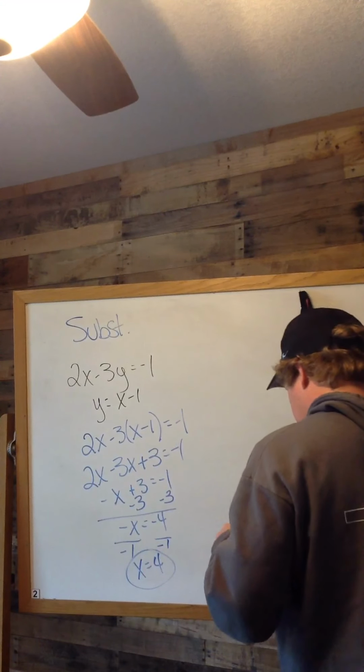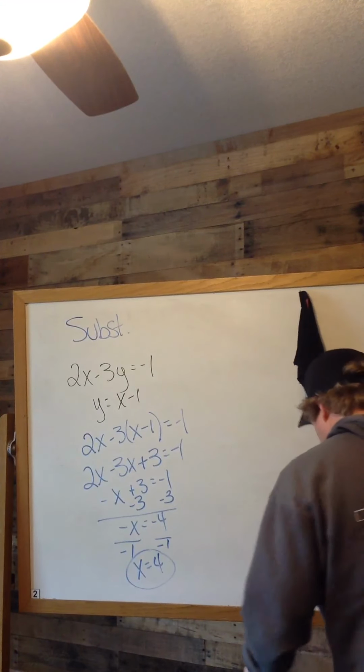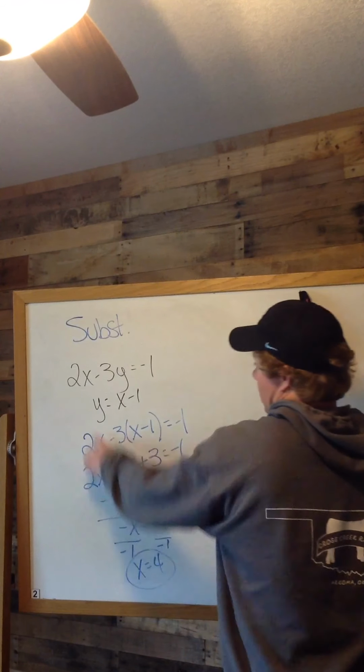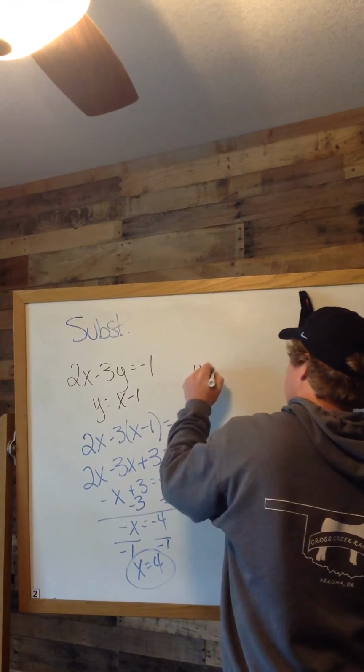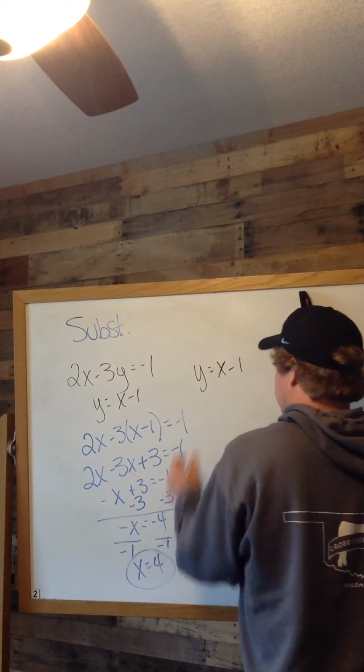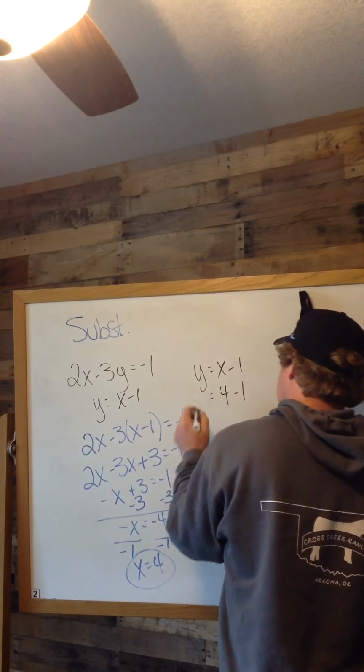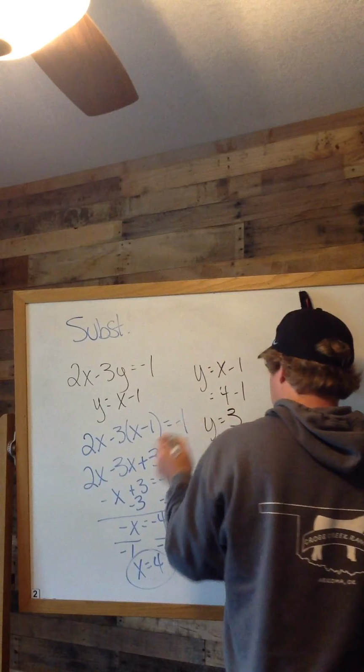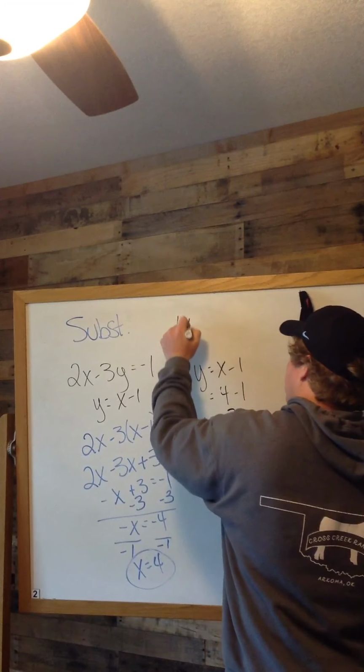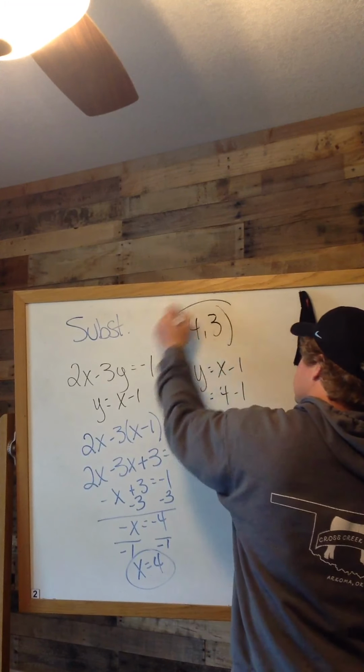But am I done? No, I still have to solve for my y. So I'm going to come back up here to this equation, y equals x minus 1. I'm going to plug in 4 for x. So we have y is equal to 3. Writing this in coordinate form, 4, 3.